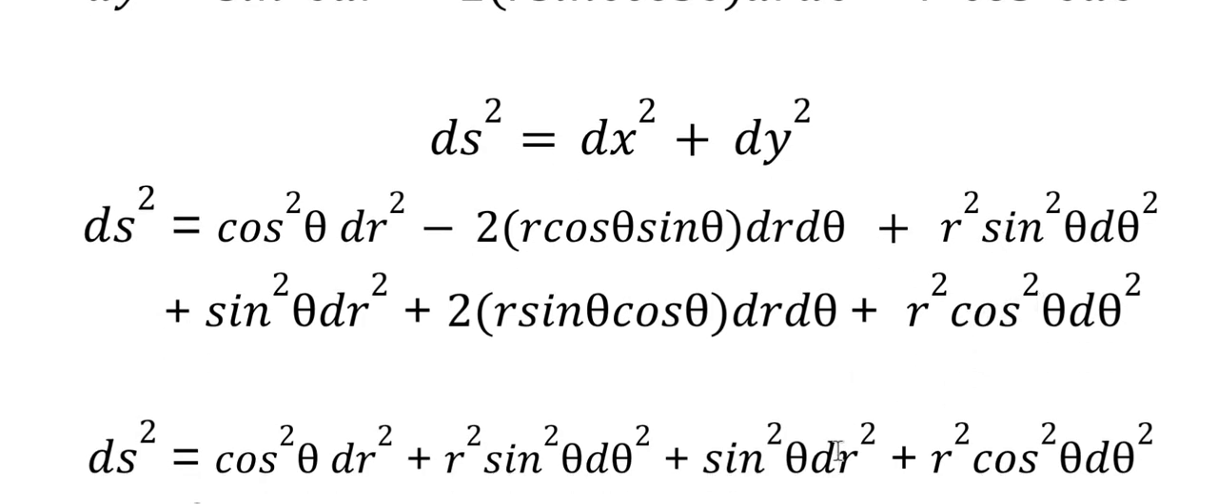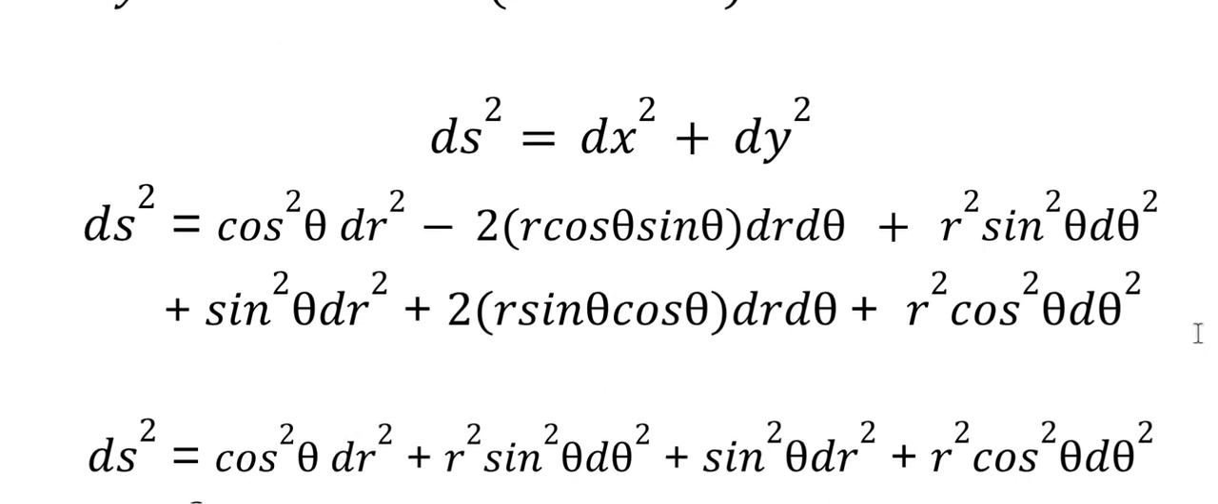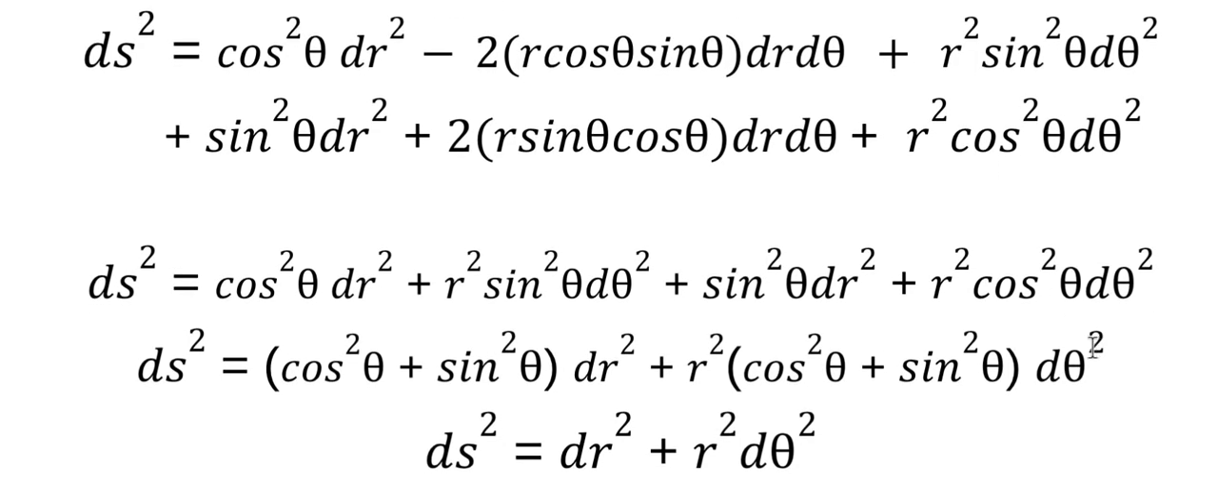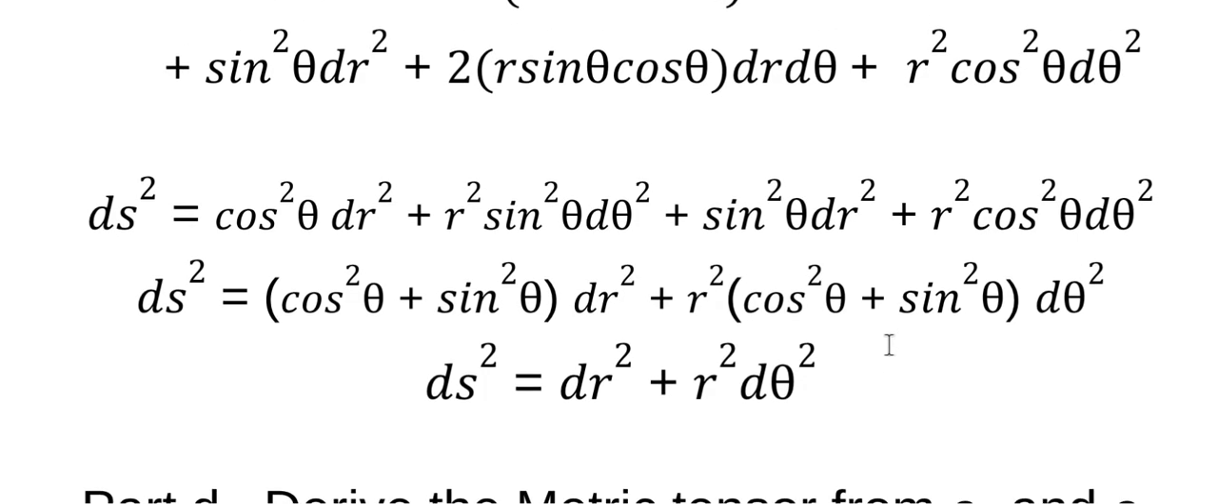Then you bring together dr squared and d theta squared. You factor out what you can. Here, I could factor out a dr squared. Here, I could factor out an r squared and d theta squared. That's the well-known identity 1. That's the well-known identity 1. And there it is.